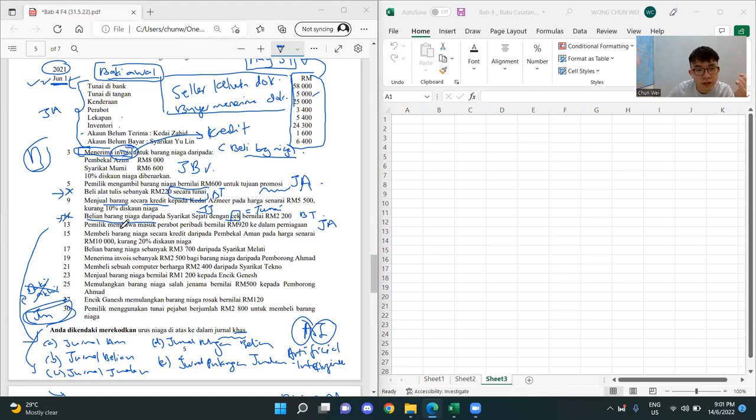Okay, after 13, we move on to 15. 15, you beli barang niaga secara kredit. Easy lah. Beli secara kredit, beli JB. Okay, 17. Beli barang niaga sebanyak 3,700 daripada syarikat Melati. So this one, they didn't say is it secara kredit or secara tunai? But you see beli barang niaga and daripada there's a name here, syarikat Melati. So we take it as a general beli as well.